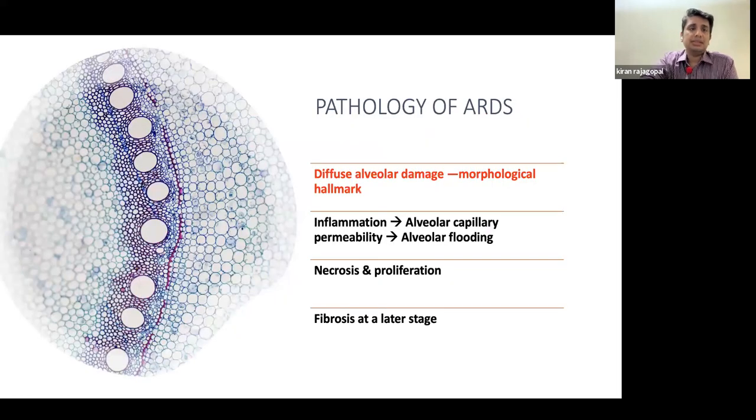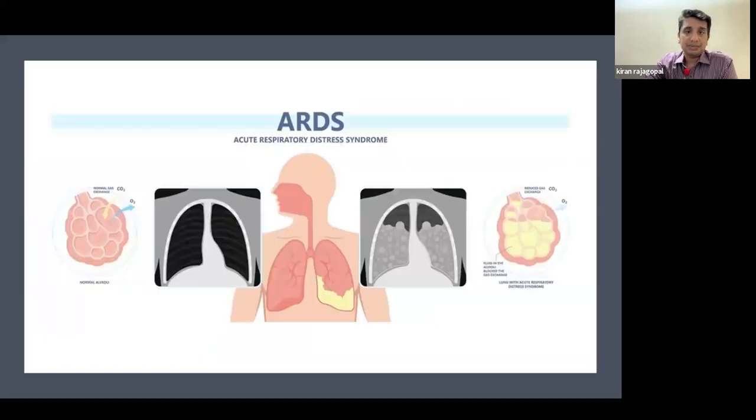So what is happening to the patient's lungs when he is having ARDS? There will be diffuse alveolar damage. His alveoli will be diffusely damaged, meaning there will be gross damage of the alveolar units in the lung. That is a hallmark of ARDS. So basically, it is an inflammatory process. There are a lot of inflammatory mediators being released, and they are causing damage to the alveolar capillary membrane. So what happens when the alveolar capillary membrane is damaged? There will be alveolar flooding, interstitial edema, and necrosis of the alveoli. And finally, at a later stage, it can lead to fibrosis.